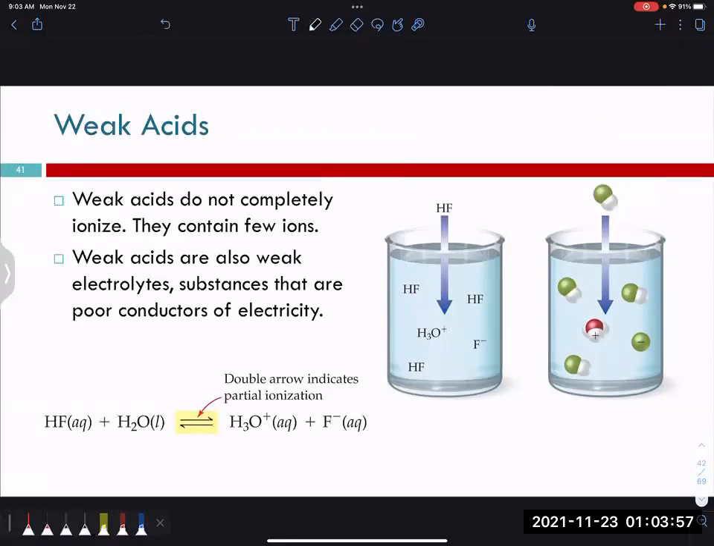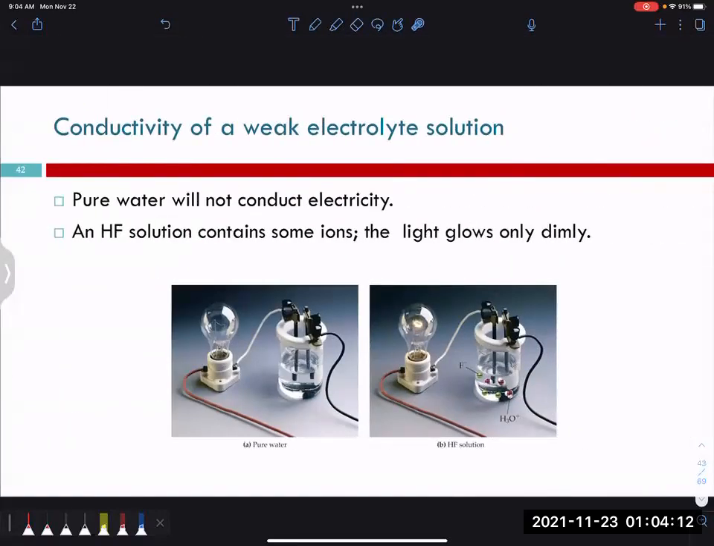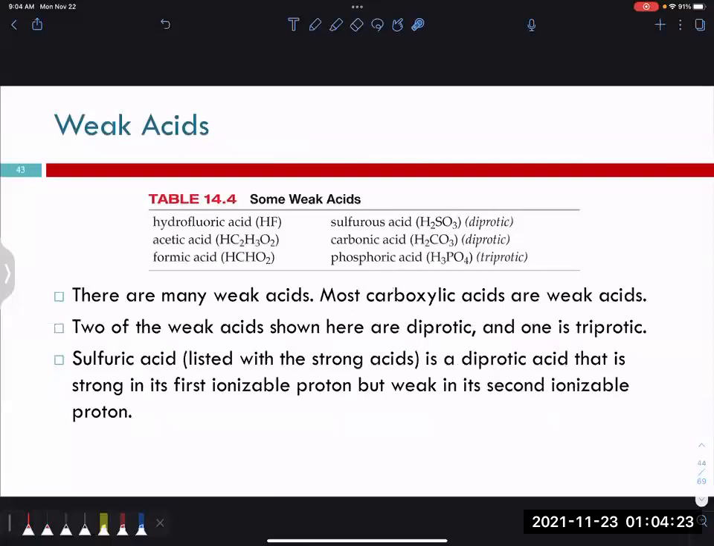Weak acids don't completely ionize. So some of them do. You'll have some ions in solution, but not very many. And you can use a double arrow to indicate that partial ionization. Again, pure water doesn't conduct, but a hydrofluoric acid solution, the light will glow dimly. So among the weak acids, hydrofluoric acid is the only binary acid that's a weak acid.